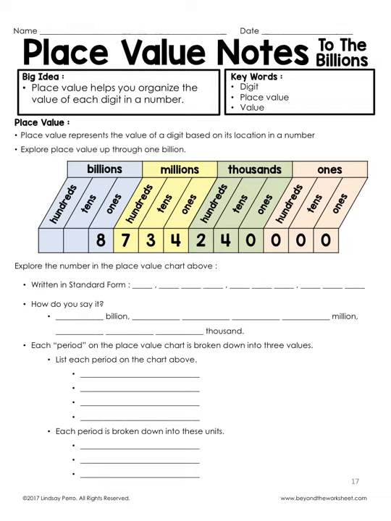A digit is just a single number within a larger number. Each digit has its own value. So you have the ones, the tens, hundreds, thousands, millions, billions. All of those are parts of the place value. And within that, you have kind of a subset. So look at this diagram here. Place value represents the value of a digit based on its location in a number.